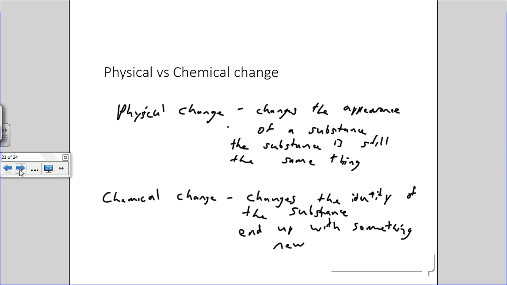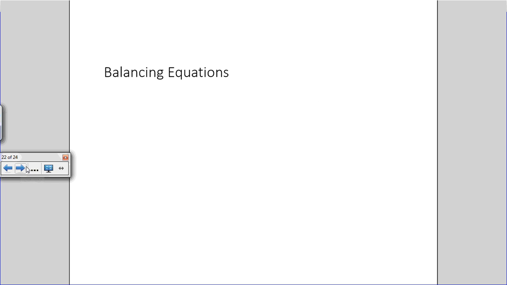Left with something completely new for a chemical change. So, next, balancing equations. Balancing equations is the last thing. In order to balance equations, the first thing we need to remember is the law of conservation of mass.